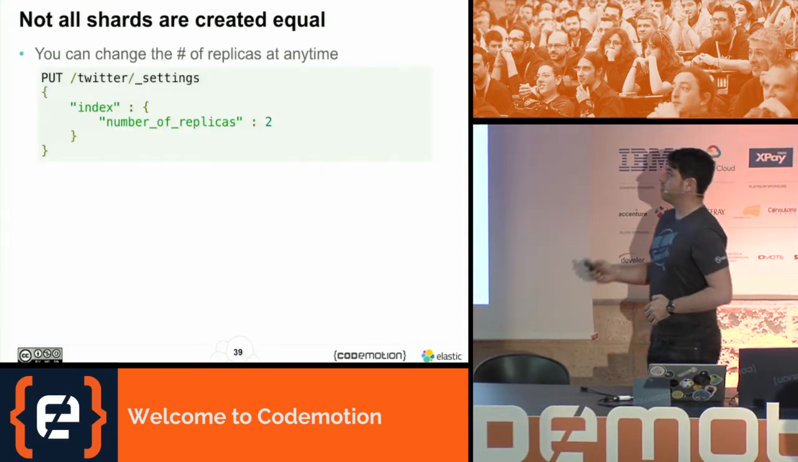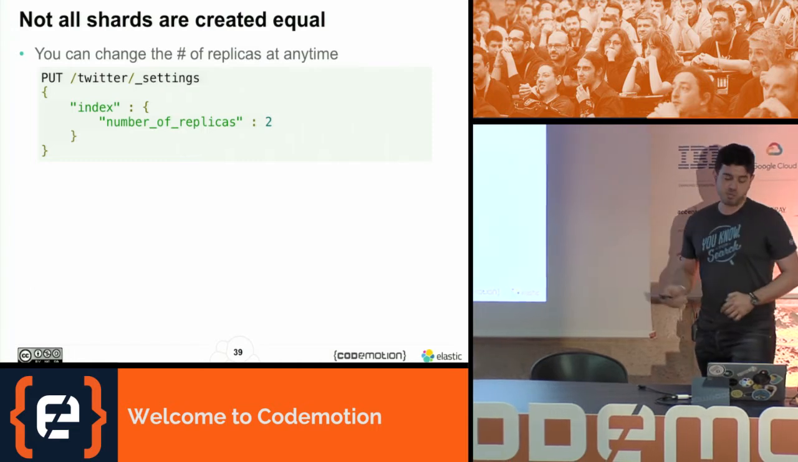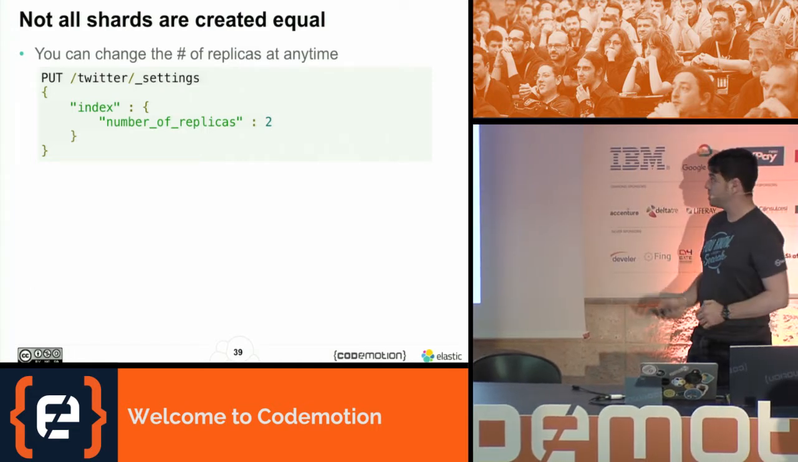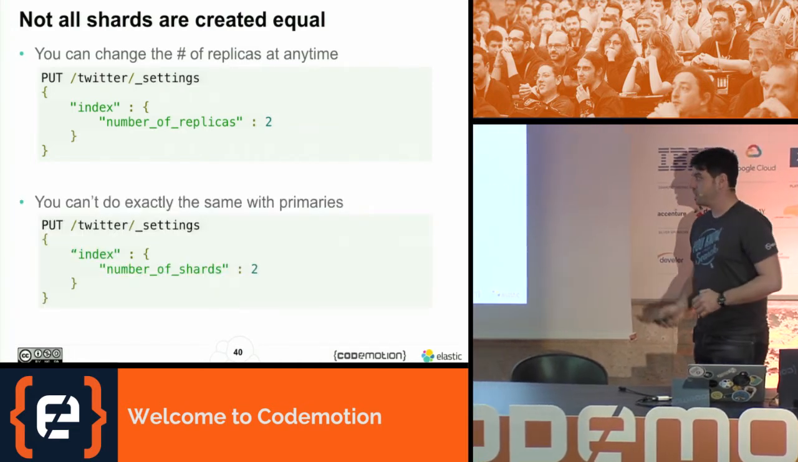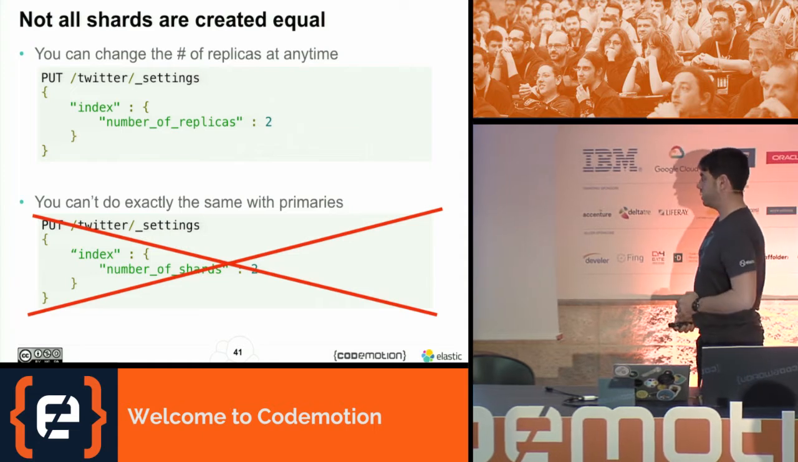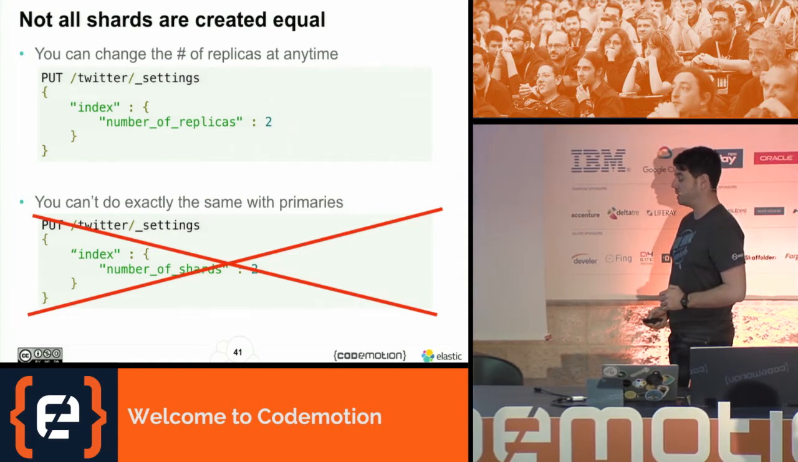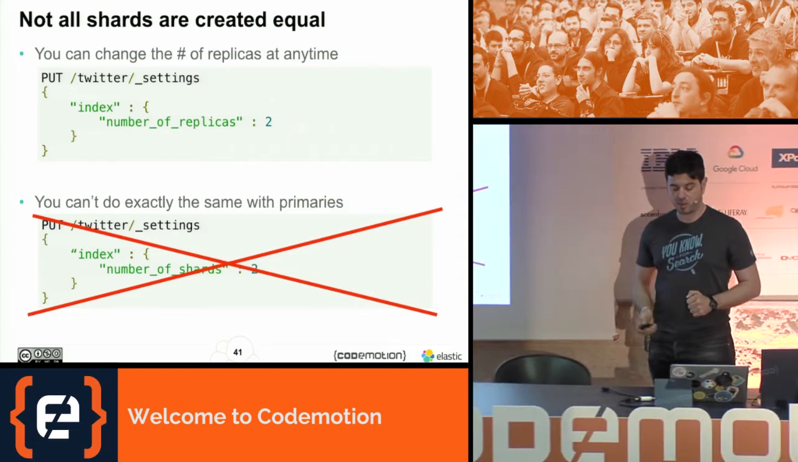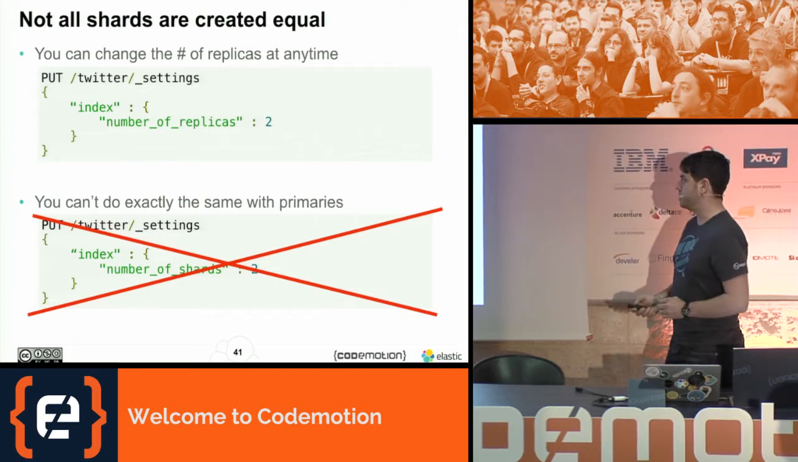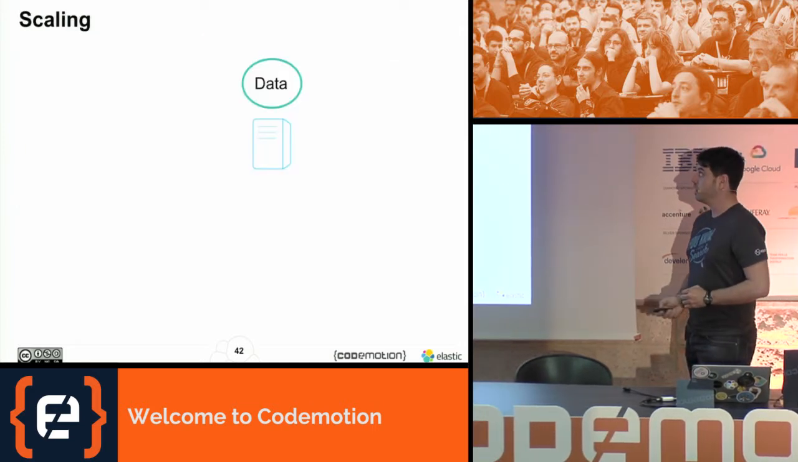So you can change the number of replicas at any time without impacting any operation. With the primaries, you can't do exactly the same thing. There are some technical implications behind that. However, you can change the number of primaries under some restriction. We'll see later how to do that.